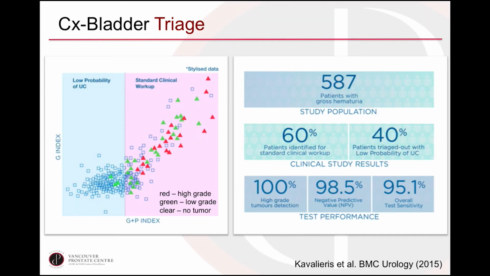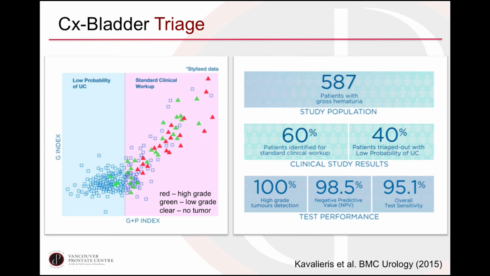And so the triage is interesting too, that they've done a study that was published in 2015. They looked at almost 600 patients, and they made a cutoff at 40%. So 40% of the patients were going to have a negative test. That's how they've defined it.